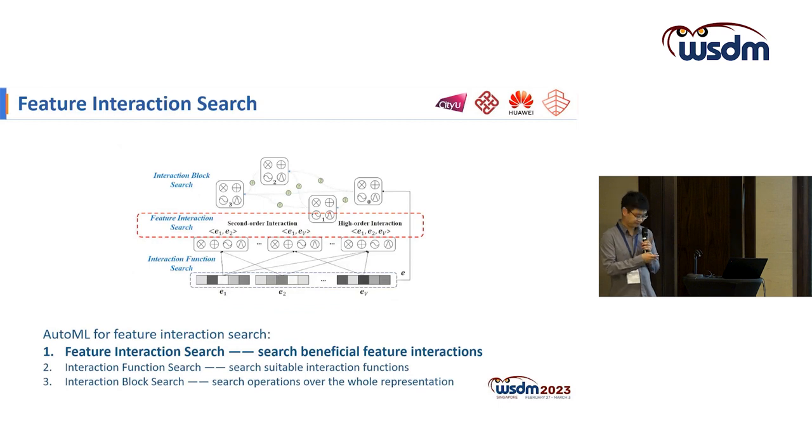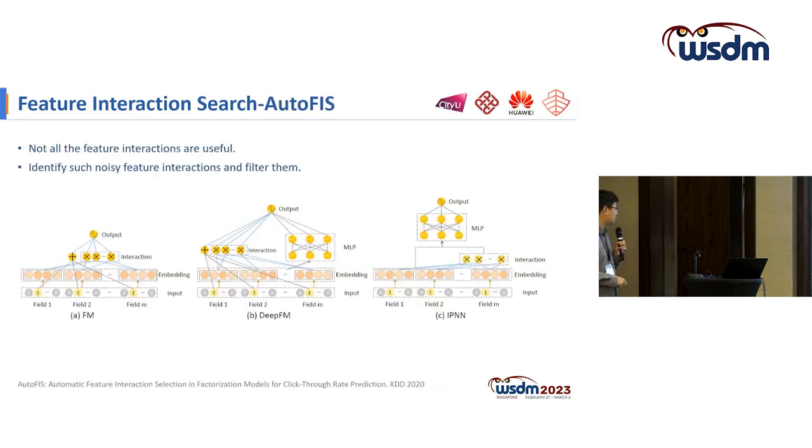Firstly, we will look at the work in the category of feature interaction search. We want to search for beneficial interactions. The first work I'm going to review today is called AutoFIS, which was published in KDD 2020. The motivation of this paper is that the authors find that not all the feature interactions are useful, and some of them are noisy. So the goal is to find such noisy interactions and try to filter them.